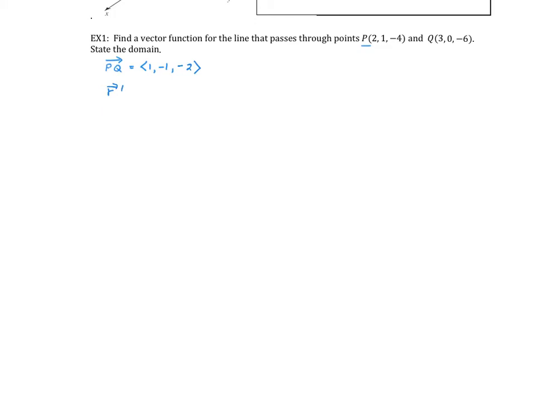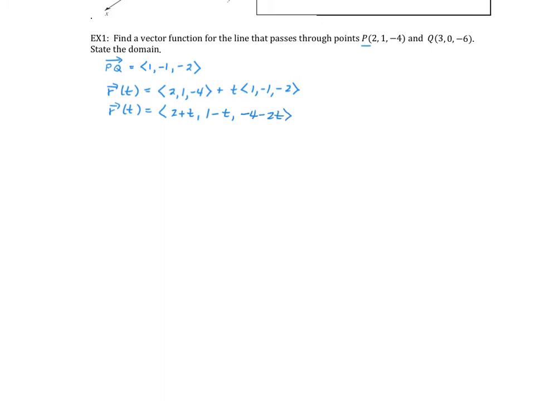That gives me my vector valued function r of t equals the point (2, 1, negative 4) plus t times the direction vector (1, negative 1, negative 2). So instead of keeping it separated, I'm going to bring this together and write it as a single function. It would be 2 plus t, comma 1 minus t, comma negative 4 minus 2t.